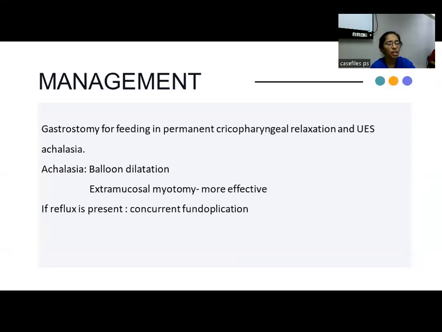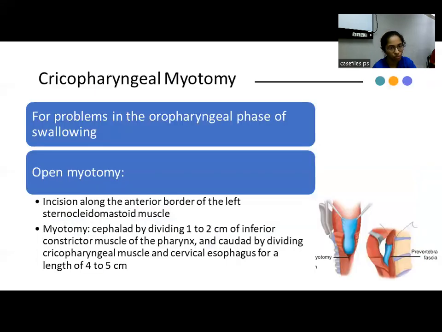Coming to the management, in patients who have a permanent cricopharyngeal relaxation and upper esophageal achalasia, it is better to go for gastrostomy as they have an increased risk of aspiration. And in cases of achalasia, we can try balloon dilatation or extramucosal myotomy by a cervical approach. It can be most effective. And if reflux is present concomitantly, we have to opt for a concurrent fundoplication in these patients as they can develop GERD in the future.